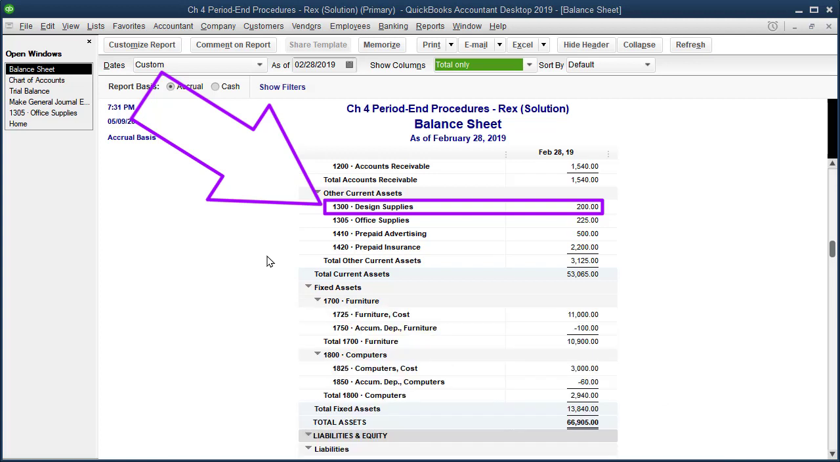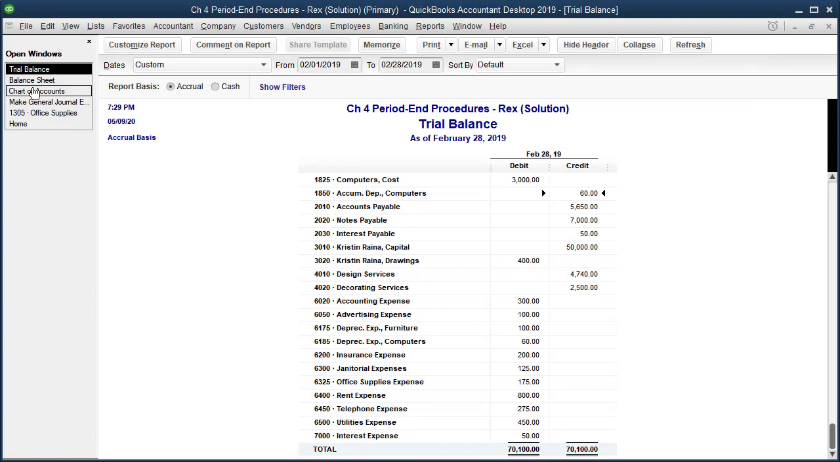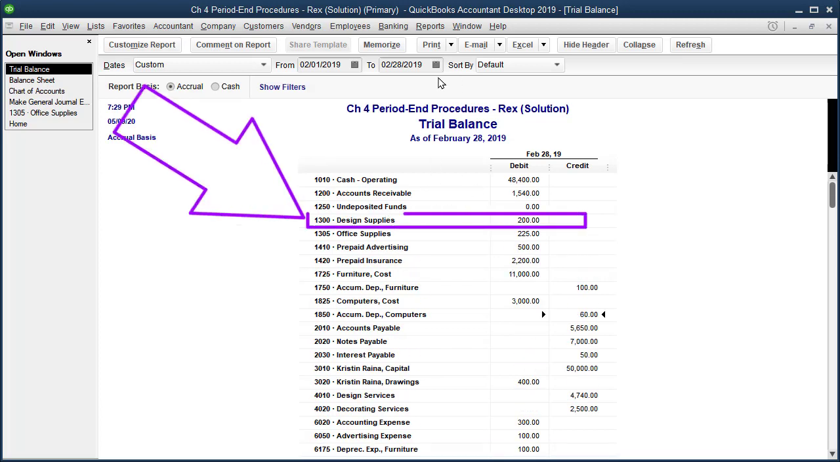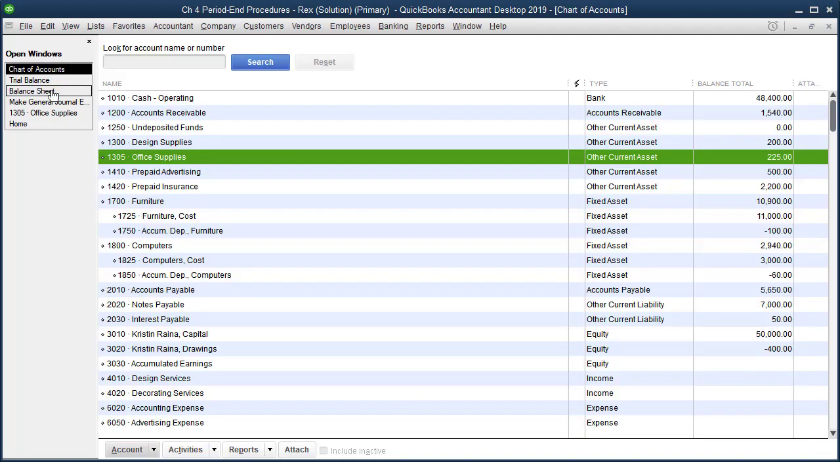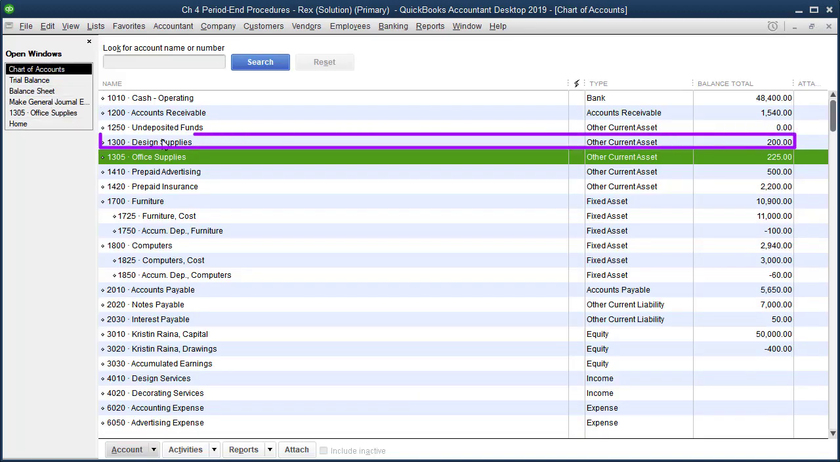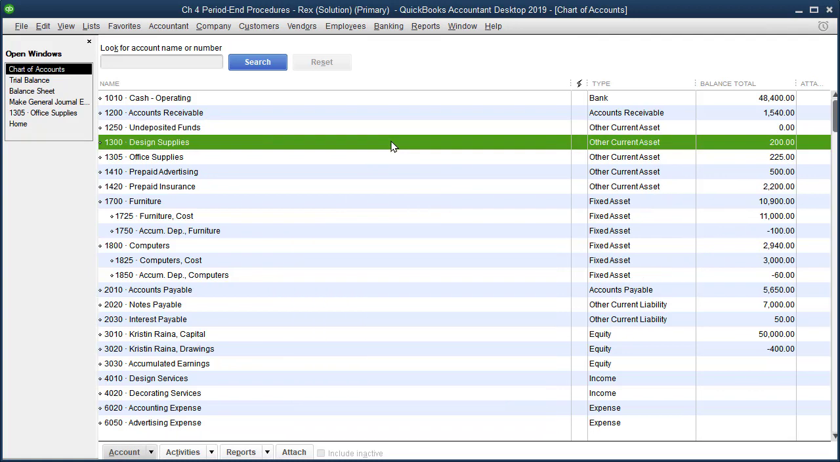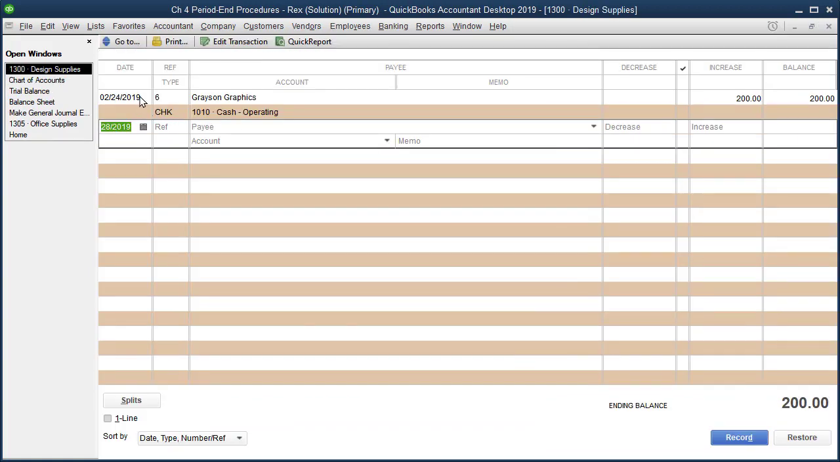I want to show you 2 other locations you can easily find the balance of design supplies. On the trial balance, we've got design supplies right here of $200, but you might mess up this date on the trial balance. So I like to always check the chart of accounts just to make sure. So we go to the chart of accounts, design supplies is $200 balance. And because I'm curious when we bought them, I'm just going to double click this. And notice we bought them on the 24th, and it is now the 28th, the end of the month. So we've obviously used up a lot of those design supplies. So I'm going to close this window.